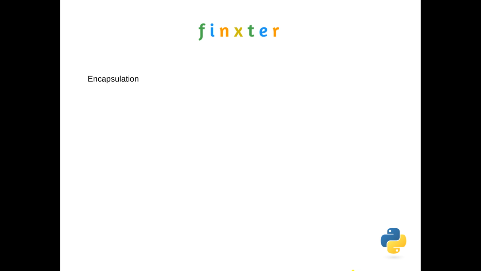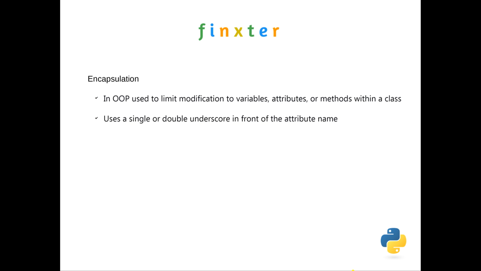So, encapsulation. In object-oriented programming, it's a method of limiting modification to variables, attributes, or methods within a class. And it uses a single or double underscore in front of the attribute name. We will use that when we're doing our grocery items to prevent critical items being modified, and we'll show you how you can then use a discrete method to enable change, but it's one that you have to actually go in and do rather than make a mistake and change on the fly.